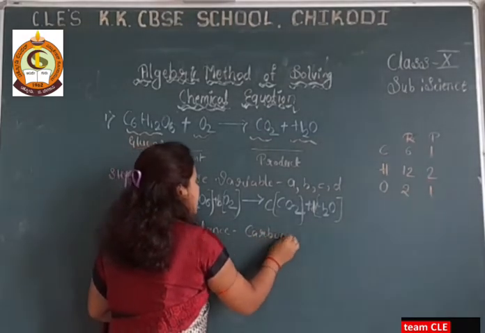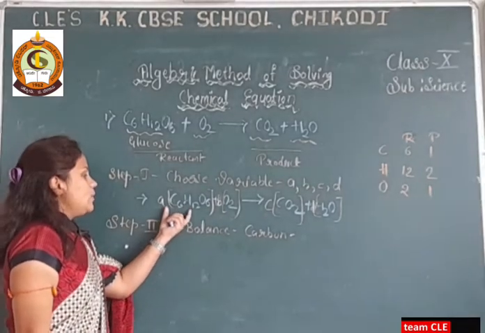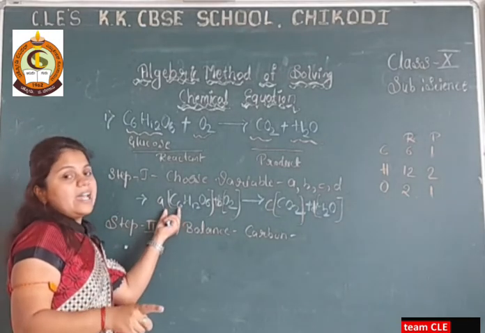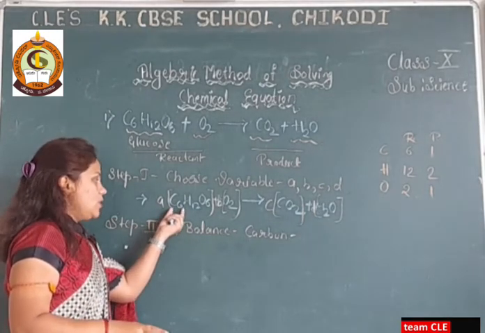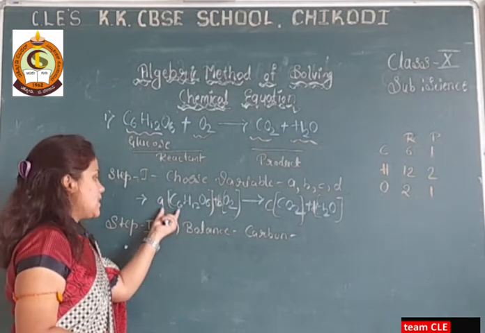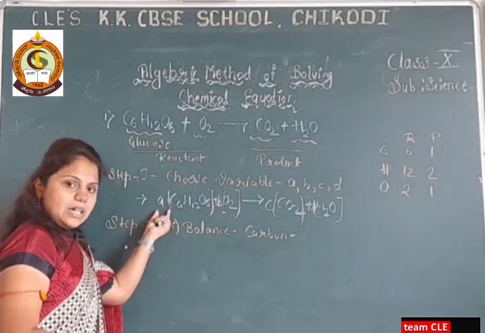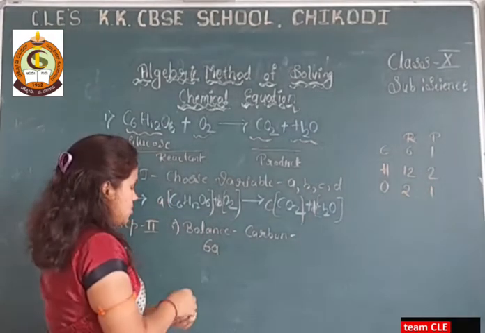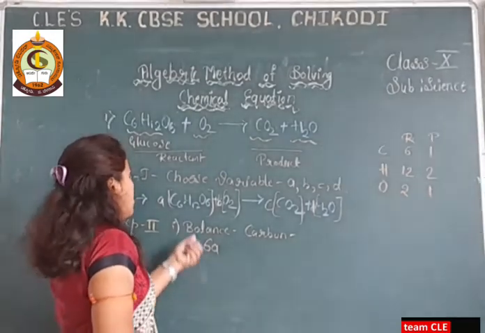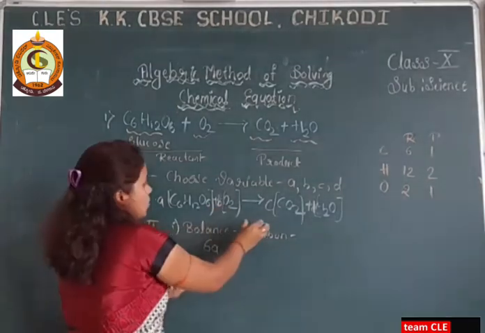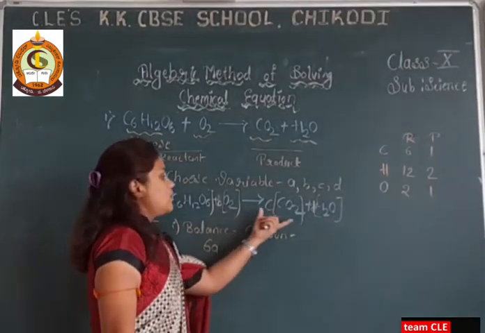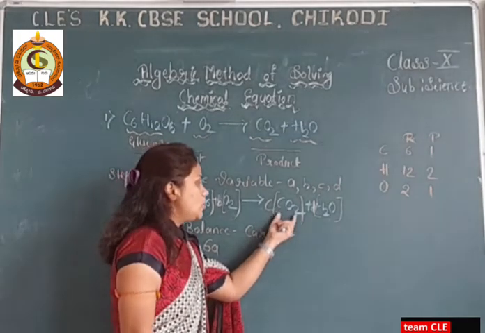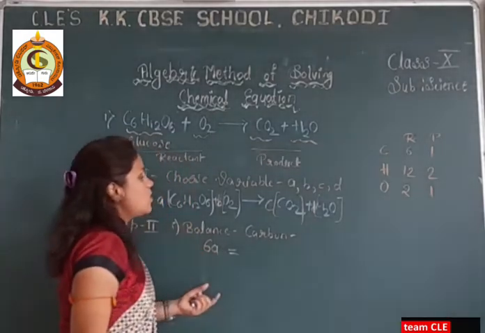For balancing the carbon, you have to check how many carbons are present. Take only the numbers, not the element representation. How many carbons are present here? 6. So this 6 you multiply with A, and you get 6A. Are carbons present in O2? No. So directly after the reactant go for the product, the third term, CCO2. Then is equal to.